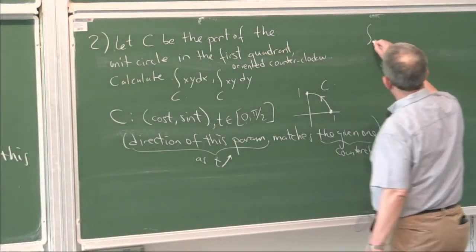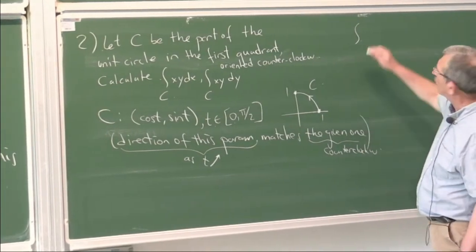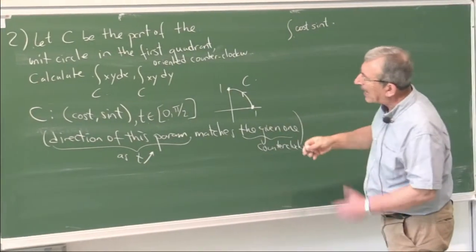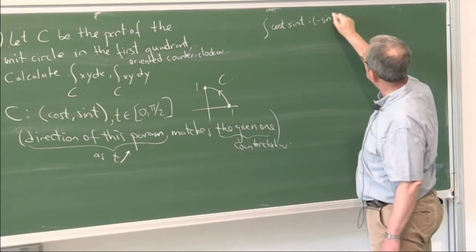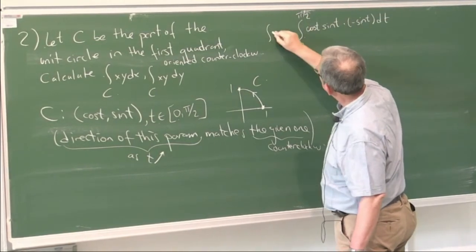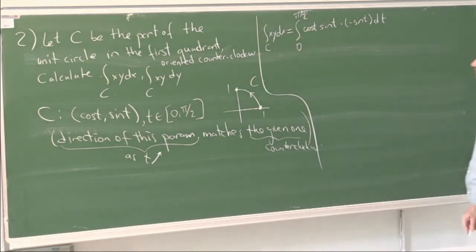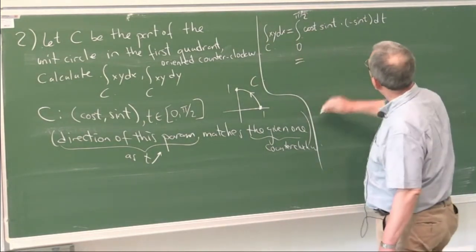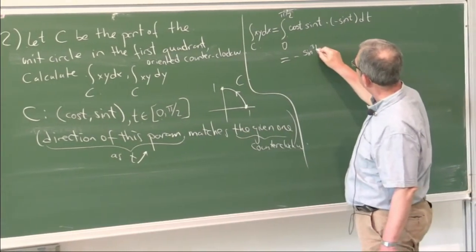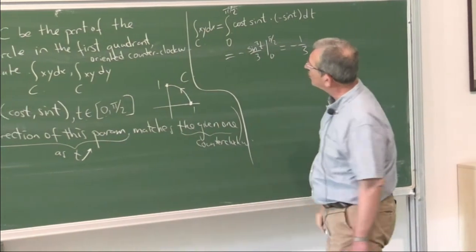Now the rest is quite easy after this parametrization. We have xy, so cosine t, sine t, and dx, that would be minus sine t dt from 0 to pi over 2. But this is xy dx, of course, over C. As before, the derivative of sine is cosine, so this would be minus sine cubed t over 3, 0 to pi over 2, so that would be minus 1/3.